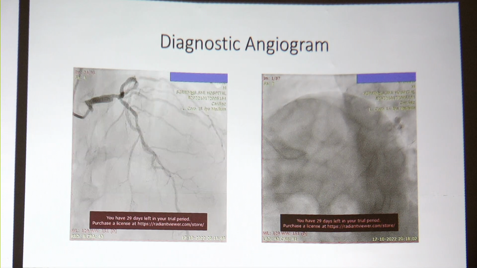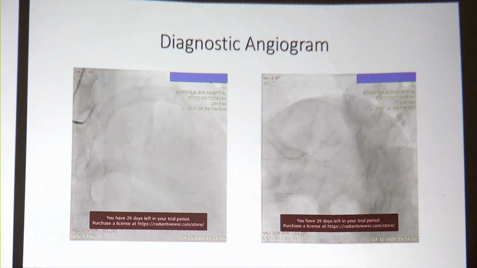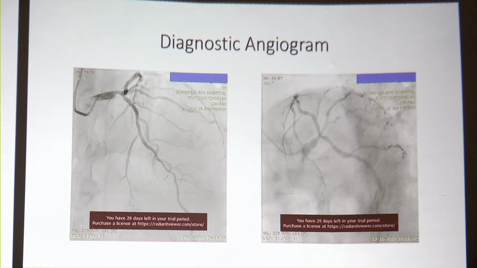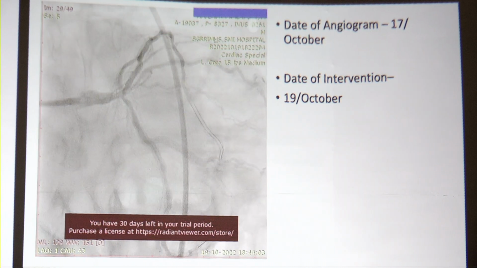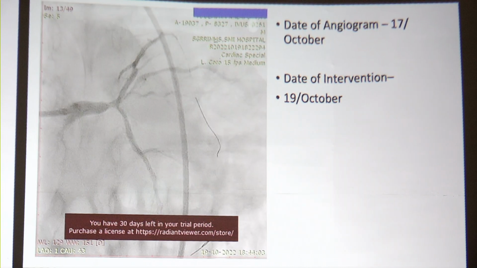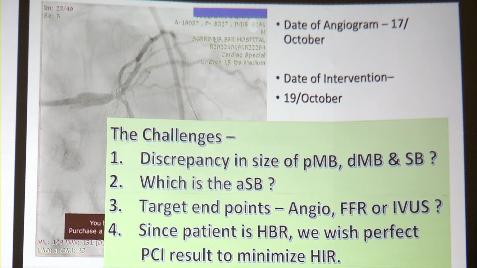You can appreciate the mismatch between the osteoproximal LM and the distal LM. The diameters are dramatically different. The bifurcation is involving both the branches. And I gave the patient an option of CABG. He did not agree. He was insistent, and we planned. We had a lot of challenges.